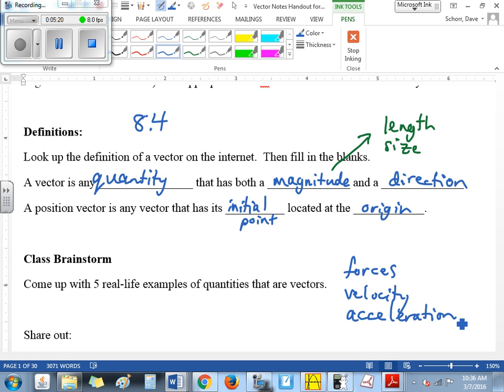Okay, so we'll talk a lot about vectors in this chapter, but these are the kind of top three that students know about. We also have things like momentum. We have torque, which is a different kind of force. It's a twisty force. We have angular momentum, which is twisty momentum.